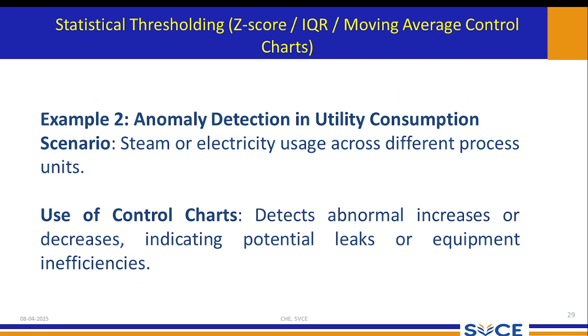So another example, anomaly detection in utility consumption. Scenario: steam or electricity usage across different process units. Use of a control chart detects abnormal increases or decreases, indicating a potential leak or equipment inefficiencies. So in that case, for the deviation, we can go for a statistical threshold.